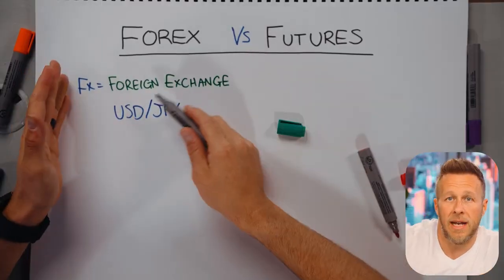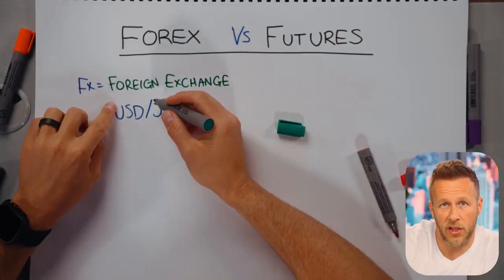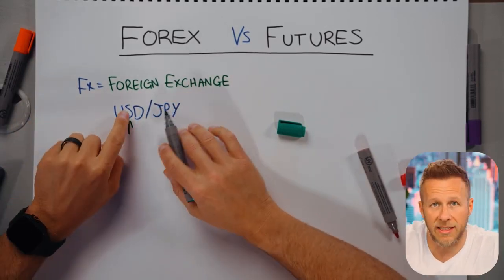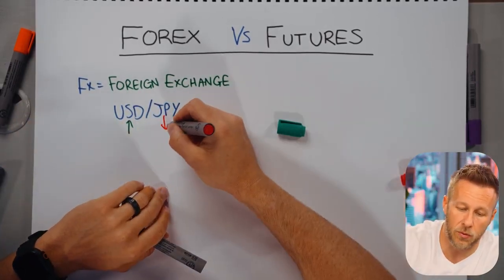Now, retail traders participate in this market by speculating on the exchange rates between different currencies. For example, the euro dollar or the pound dollar or the dollar yen. When you buy a currency pair, you're betting that the first currency will strengthen relative to the second, which will weaken against the first. Now, Forex trading is primarily done over the counter, which means there's no central exchange. I'm going to talk more about that in a moment. Instead, trades are executed through a network of banks and institutions and brokers all around the world.